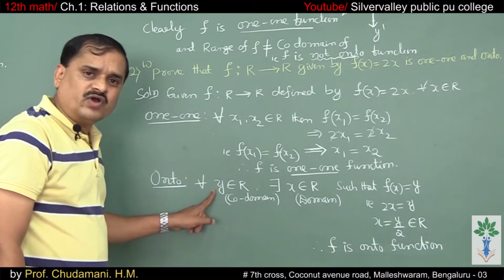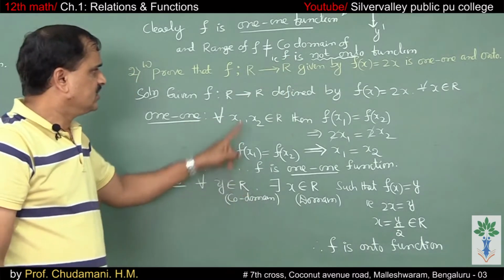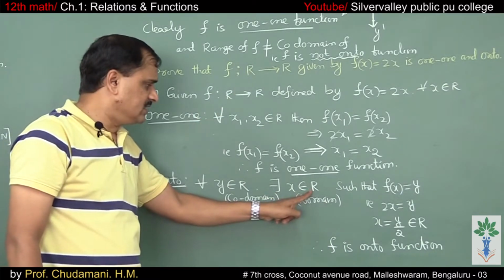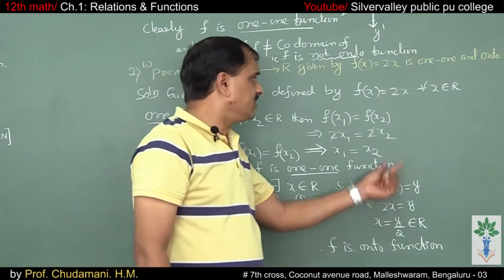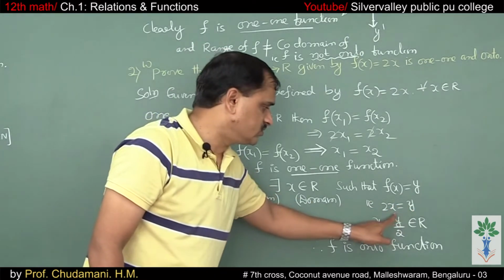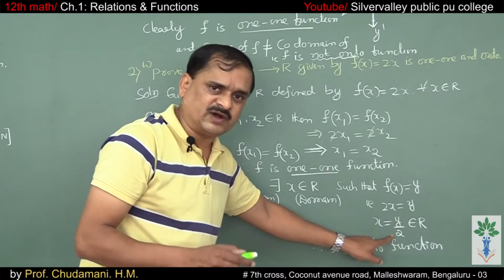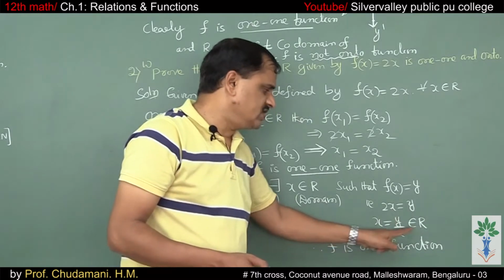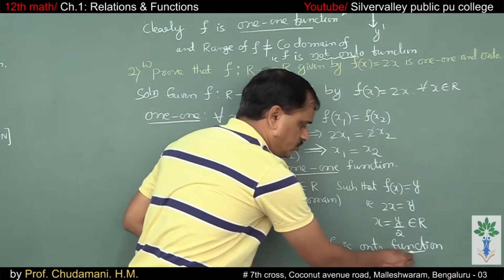Let us verify onto. For all y belonging to the codomain, that is the set of real numbers, there exists an element x belonging to the domain, the real numbers, such that f of x equals y. What is f of x actually? 2x. 2x equals y means x equals y by 2. You take any value for y, the fraction, positive, negative including 0, is a real number. So x equals y by 2 belongs to the real numbers. Therefore f is an onto function.